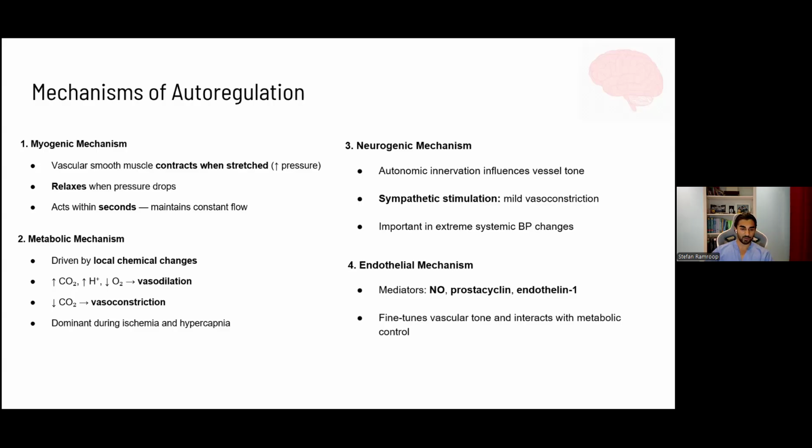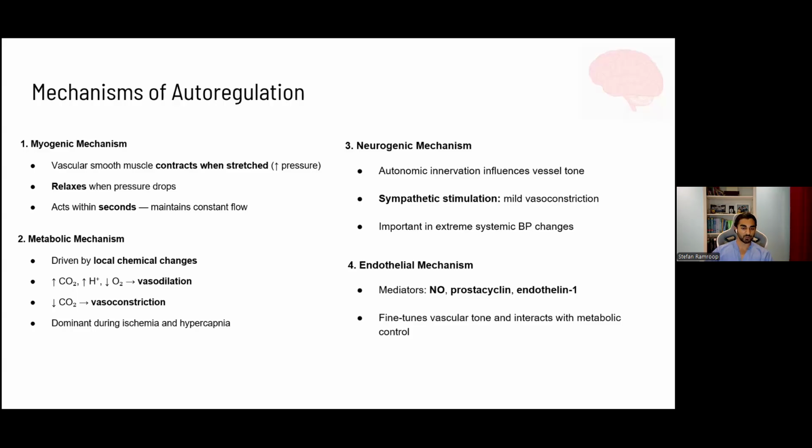The second is metabolic. Increases in carbon dioxide, hydrogen ions, or conversely decreases in oxygen can all lead to vasodilation to increase the flow. Conversely, if you have a drop in CO2, the vessels will constrict. That's why hyperventilating a patient actually lowers the ICP, but it also risks ischemia if overdone because of the vasoconstriction and the reduction of blood flow.